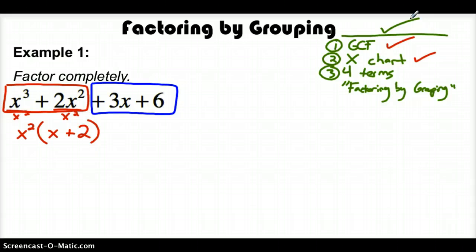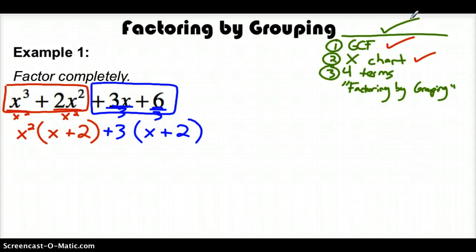In this next part, I have 3x plus 6. This is 3 and 6, and I know I can take out 3 from that, so I'll take out a positive 3. If I divide this by 3 and divide this by 3, I'll be left with x plus 2. Now here's what we have to see in factoring by grouping.